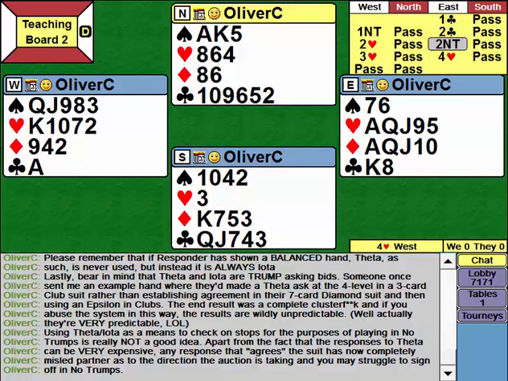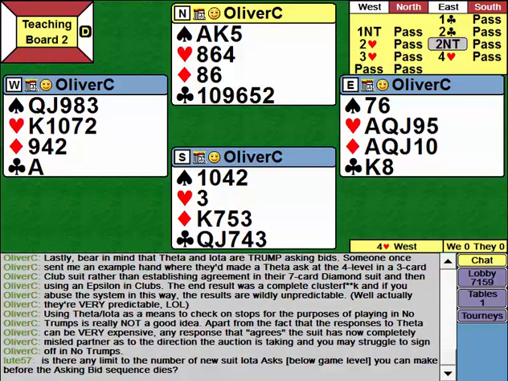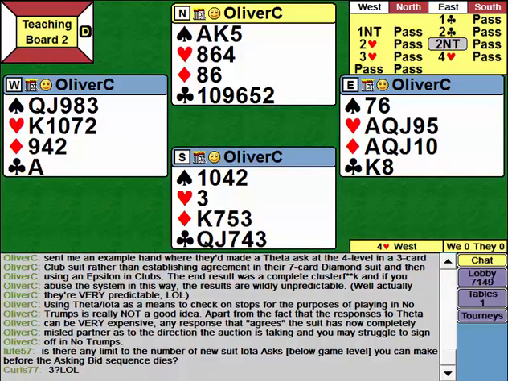Okay, anybody got any questions on theta or iota before we practice a few hands? Yes, there is a limit, Paul. The limit is three, because there are only four suits in the pack. Well, it is three for new suit iota asks.